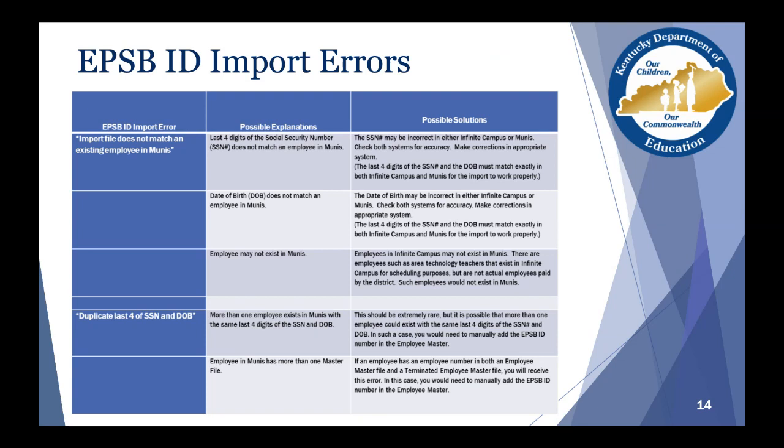The first one, import file does not match an existing employee in Munis. Bottom line, the last four digits of the Social Security number does not match the last four digits of the Social Security number in Munis. So an employee could have the last four in Infinite Campus or the last four in Munis be incorrect. You just want to go in and make the change wherever it's needed. If the last four are wrong in Infinite Campus, correct it there. If it's in Munis, date of birth the same way. It could be wrong in either Infinite Campus or Munis. You just want to correct whichever is incorrect.